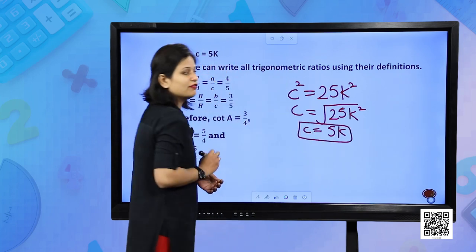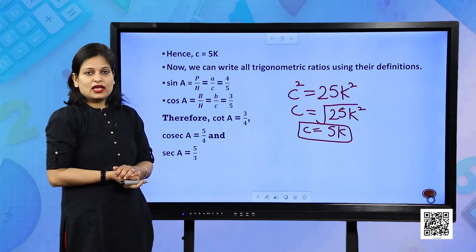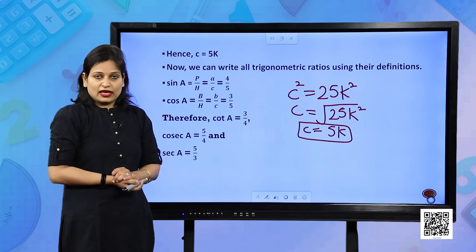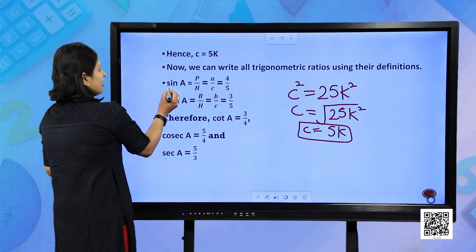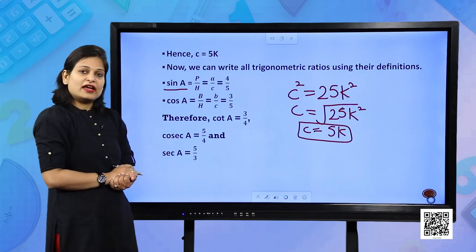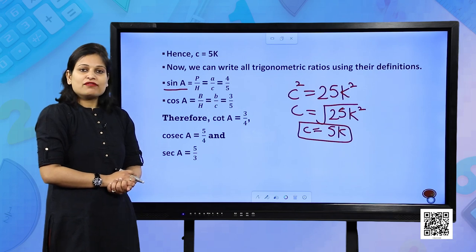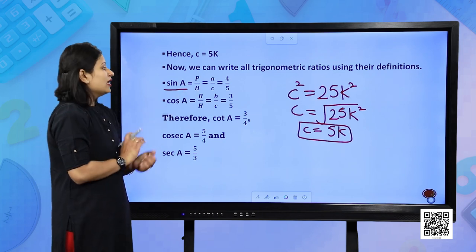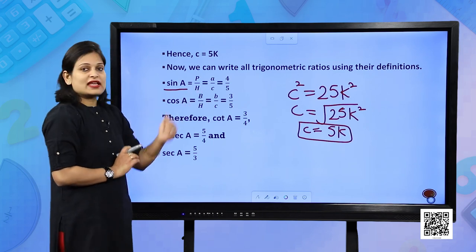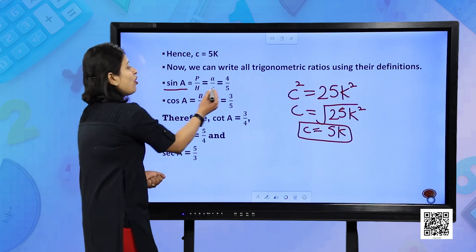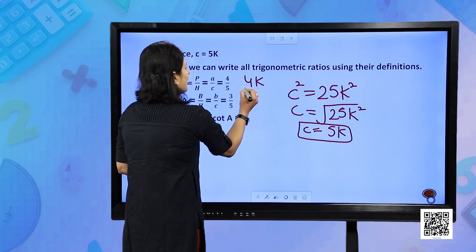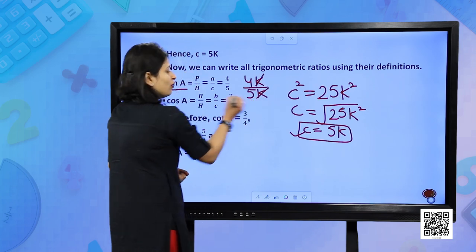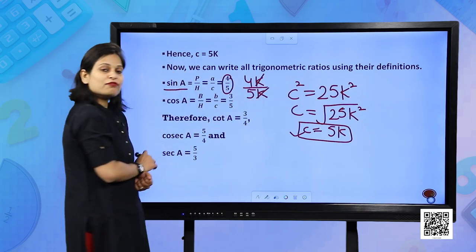Now, you have the values of a, b and c, and you have to calculate the trigonometric ratios with respect to angle A. So, what will you get? As you know, sine A is what? Perpendicular upon hypotenuse. Here I have taken the length of the perpendicular as a and the length of the hypotenuse as c. But we have the value of a as 4k and the value of c as 5k. So, you will cancel out k over here, you will get 4 upon 5.